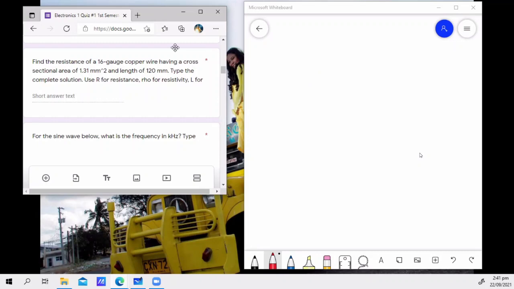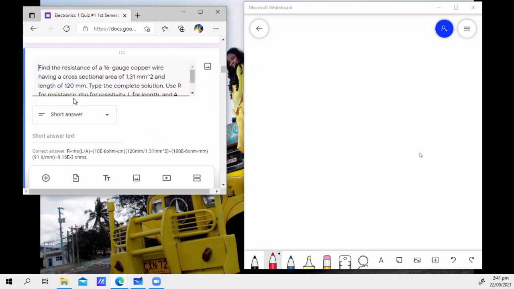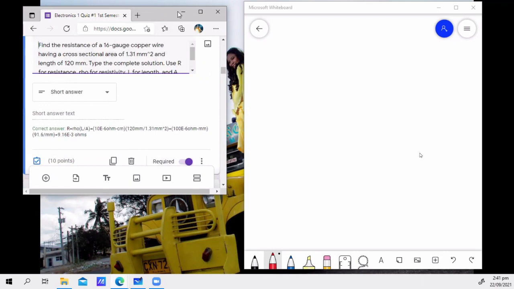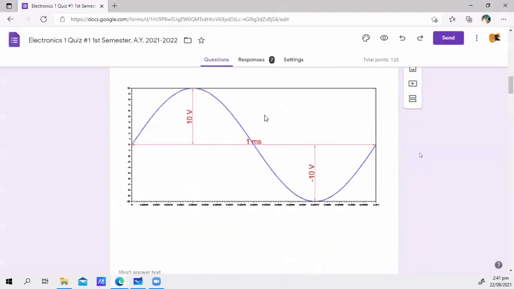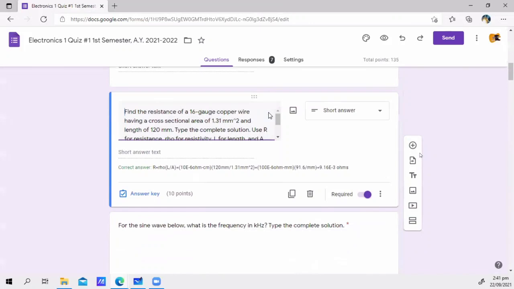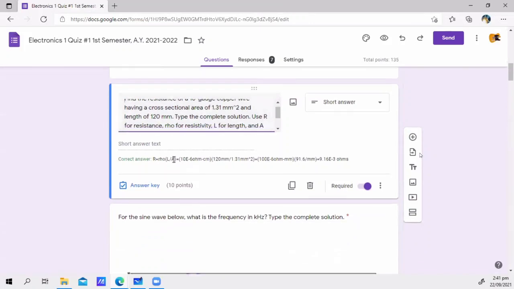Next, find the resistance of a 16-gauge copper wire having a cross-sectional area of 1.31 square millimeters and length of 120 millimeters. So papakita ko yung sagot natin. So ito siya. Ito pala, nailagay ko na yung mga solutions dito, no? Yan ako na lang. I-flash ko na lang siya. So ito yung solution natin, di ba?